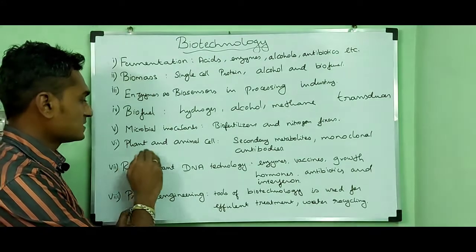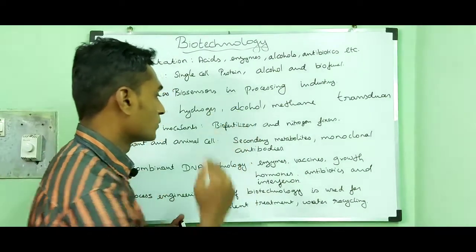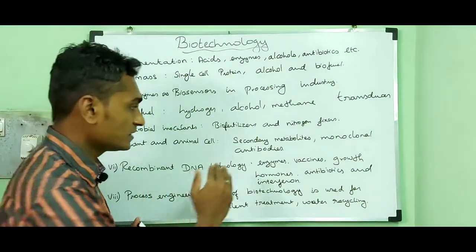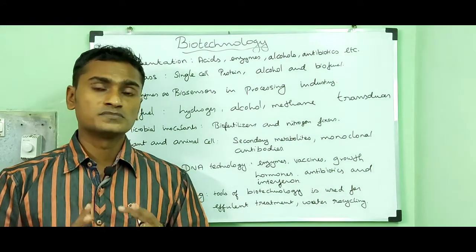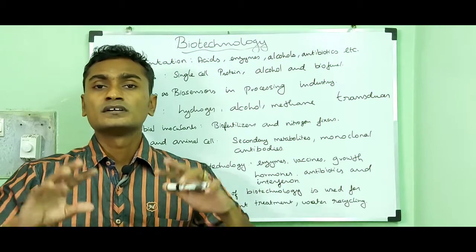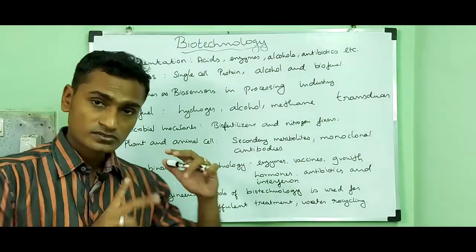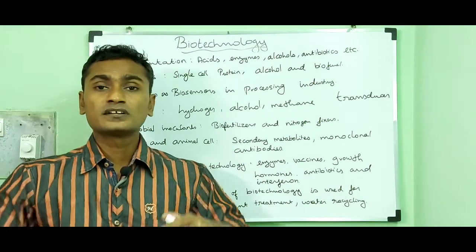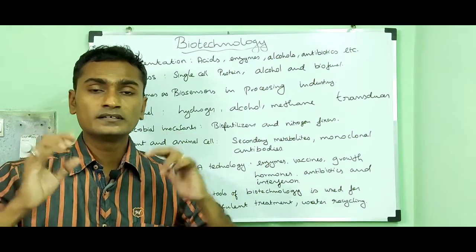Then plant and animal cells can produce secondary metabolites. They can produce secondary metabolites and monoclonal antibodies. Secondary metabolite means it is a product which is not vital for their vital process. So it is a product produced by the organism. It is not important for their vital process, but it is a value added product.